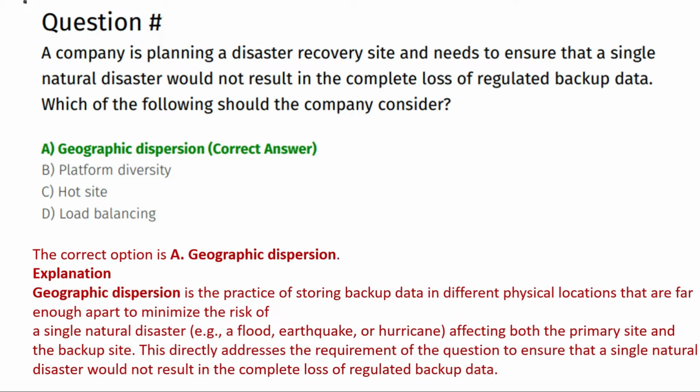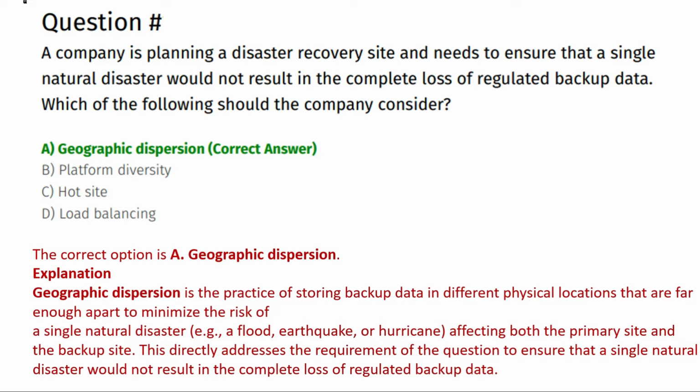The next question is, a company is planning a disaster recovery site and needs to ensure that a single natural disaster would not result in the complete loss of regulated backup data. So which of the following should the company consider? Option A, geographic dispersion. Option B, platform diversity. Option C, hot site. Option D, load balancing. And the correct answer for this question is A, geographic dispersion. So let's check the explanation.